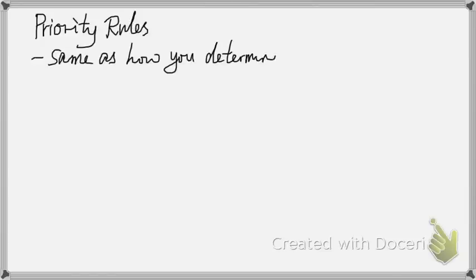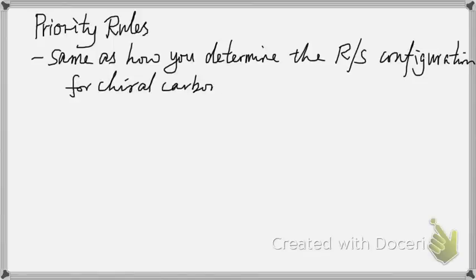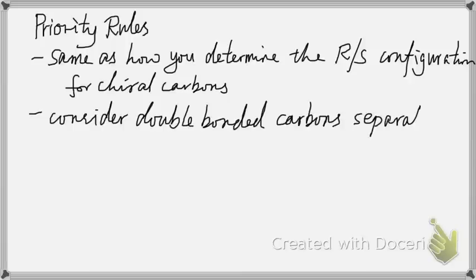Now let's learn the priority rules to define E and Z for double bonds. The rules will be pretty much the same as how we determine the RS configuration for chiral carbons. The priority is based on the atomic number. But what you need to pay attention to is that we will consider the two double-bonded carbons separately. Okay, don't mix them together. All right.